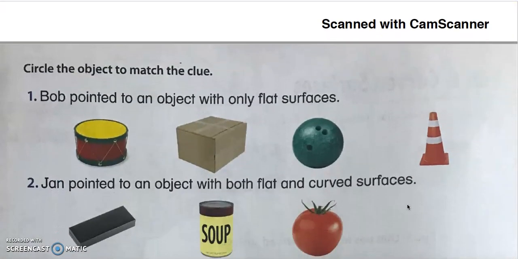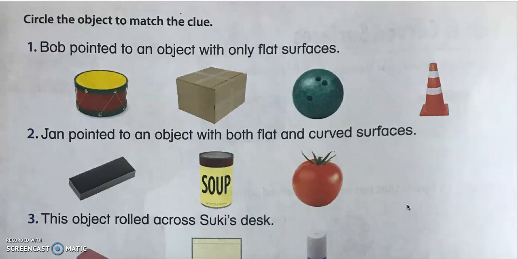Okay, when you're done with the first page, let's move on to the second page. We are going to circle the object to match the clue. Let's read the clues together. Number 1, Bob pointed to an object with only flat surfaces. So which object is Bob pointing to? Only flat surfaces. Ding, ding, ding, the box, right?